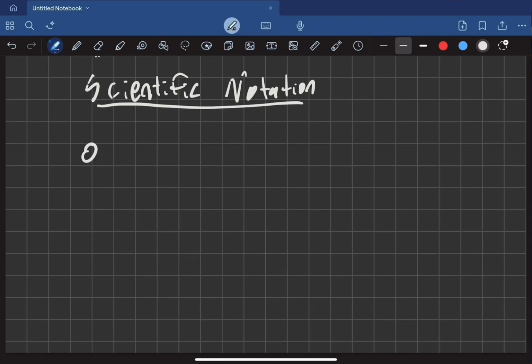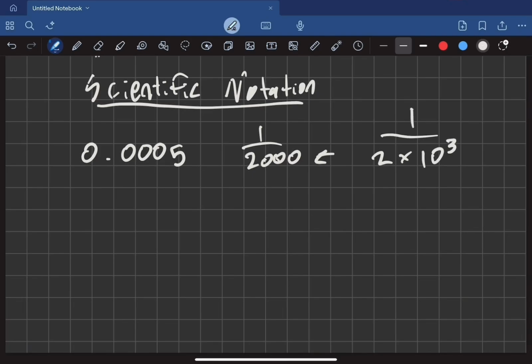Let's take 0.0005, which is equal to 1 over 2000. So if we have 1 over 2000, we can write that denominator just as we did before. Because remember, we know that 2000 is the same as 2 times 10 to the third. So now we have 1 over 2 times 10 to the third, because we just proved that, right?